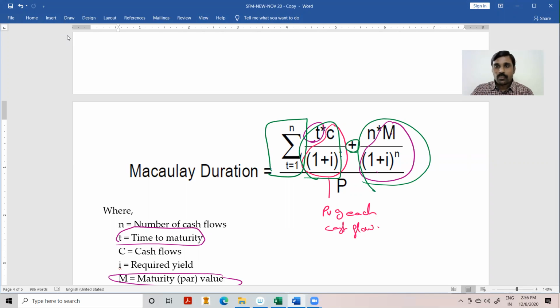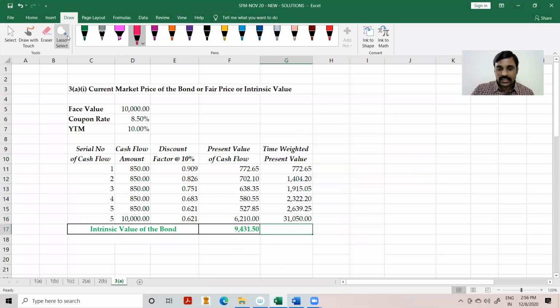First we are adding the coupons, then we are adding the maturity value. In total, we are doing addition only. That's it. So first we are adding up all the present value of cash flows. Next we are adding up the present value of the maturity. As simple as that. So in total, this is nothing but this column.